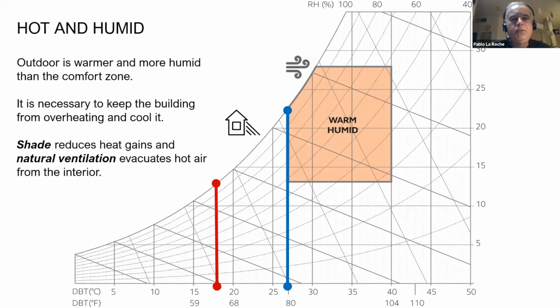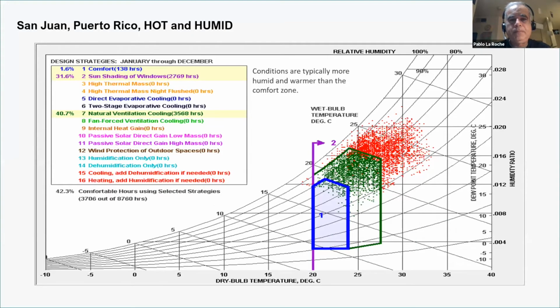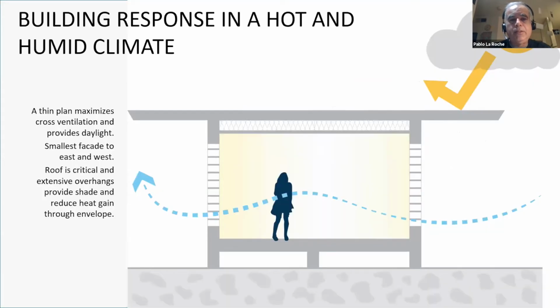And we typically will do this with shade, which reduces heat gains, and natural ventilation, which can evacuate the hot air from the interior of the space. An example of a hot and humid climate would be, for example, San Juan, Puerto Rico. And you can see that most of the year, if not all of the year, we're towards the right and the top of the comfort zone. We can also see that recommended strategies, if we look at Climate Consultant, are natural ventilation and shade.